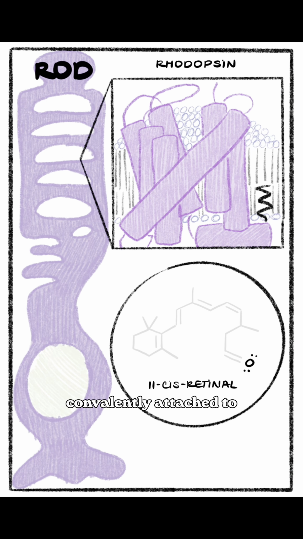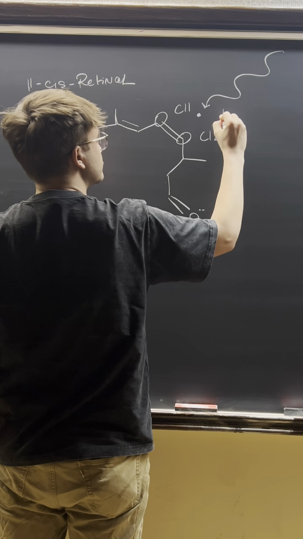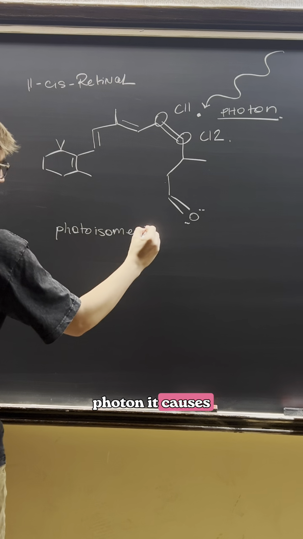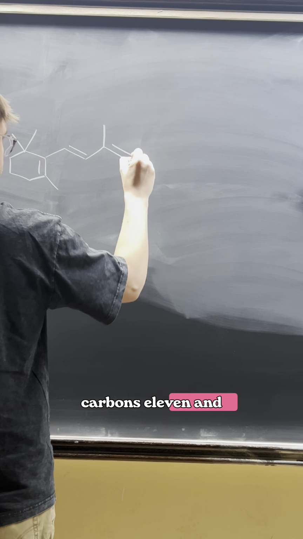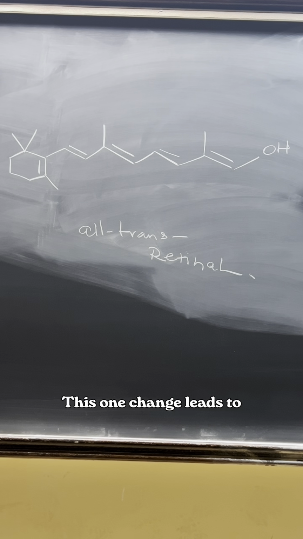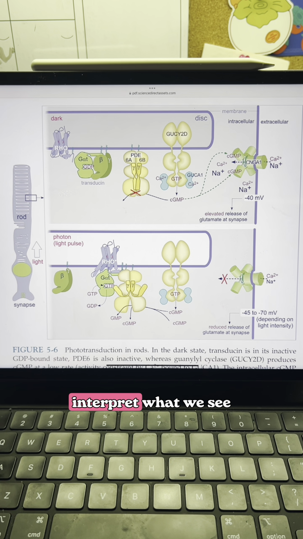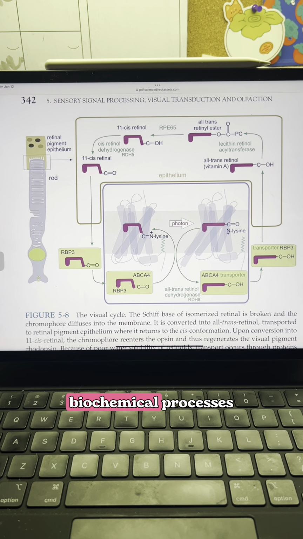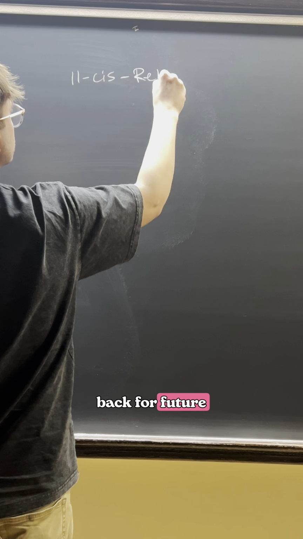This chromophore is covalently attached to the protein and sits there, and when interacting with a photon, it causes photoisomerization. This causes a flip in the configuration between carbons 11 and 12 from cis to trans. This one change leads to a downstream electrochemical signal being sent to your brain to help interpret what we see, all while other biochemical processes happen to flip the stereochemistry back for future interactions.